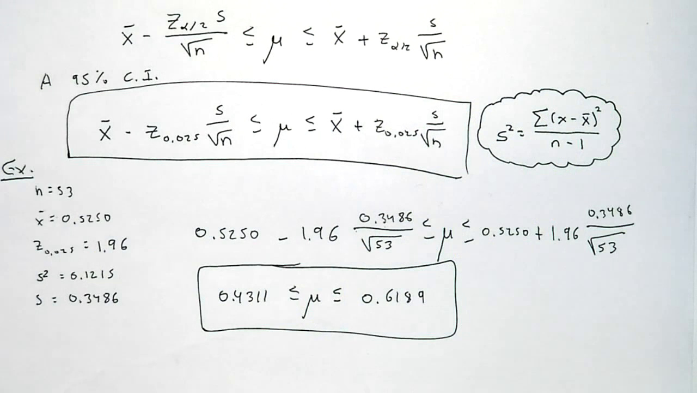So if we're all putting it on the Excel, you just want us to calculate the lower and upper limit for the 95%?